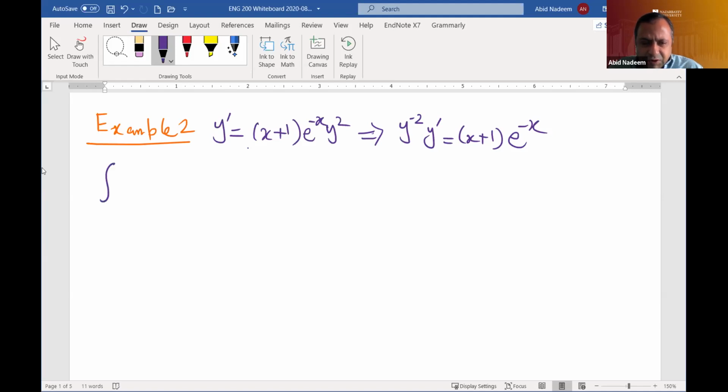Next, we take the integral of both sides: y power minus 2 y prime. We can represent y prime as dy over dx and take dx to the other side, so it will be (x plus 1) e power minus x dx. Now we have to solve this integration. The left-hand side is straightforward: raise the power by 1 and divide by the new power. The right-hand side is a little bit difficult in the sense that it involves two functions. Can you tell me what method we can use to solve this integral? Anyone can tell?